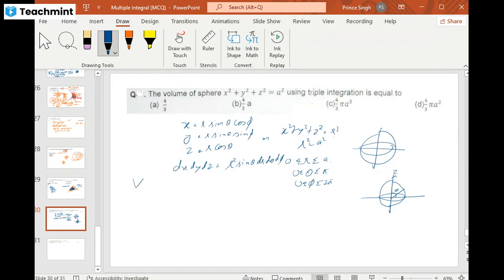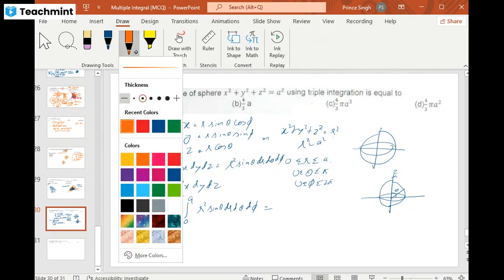So what will be the volume? It is the triple integral of dx dy dz, that is the triple integral from 0 to a, 0 to pi, 0 to 2 pi of r square sine theta dr d theta d phi. Now again the limits of integration are constant, so we can separate this integral as a product of three integrals.